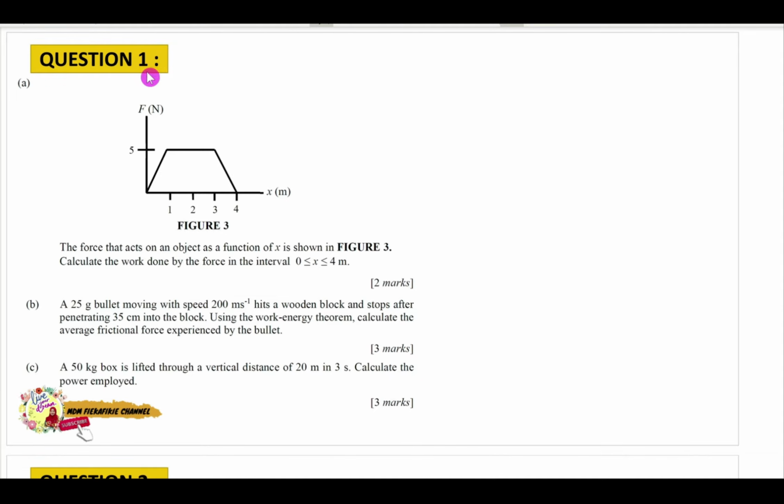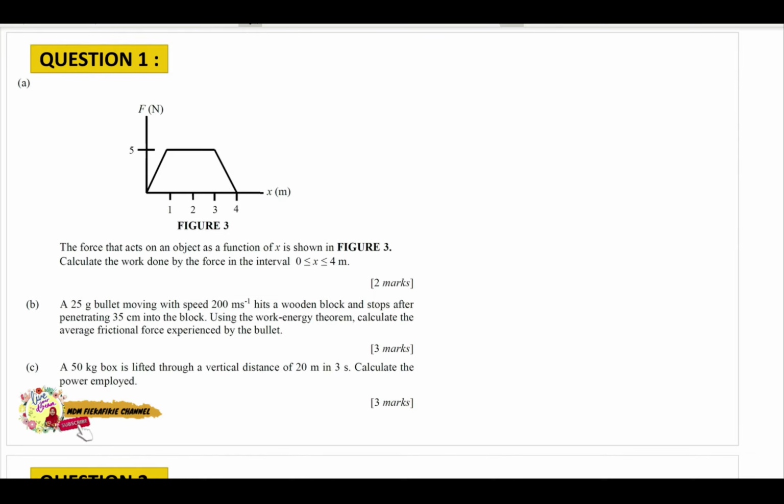Okay, so question number 1. So let's read the question first. So here we have a force that acts on an object as a function of x is shown in figure 3. So here we have a graph of force against x. Okay, so calculate the work done for 0 less than or equal to x less than or equal to 4. So from 0 to 4 basically. So we have a graph of F against x. So we want to calculate the work done by the force.